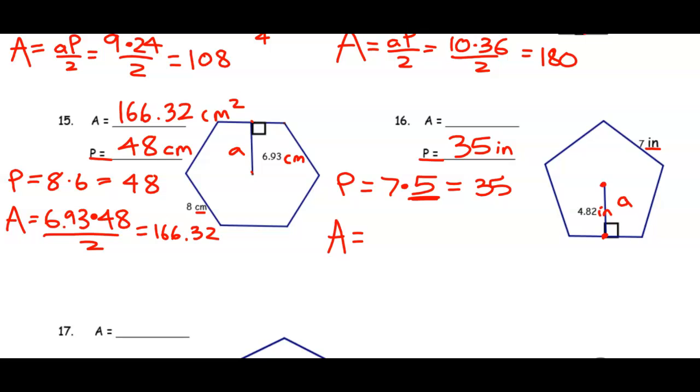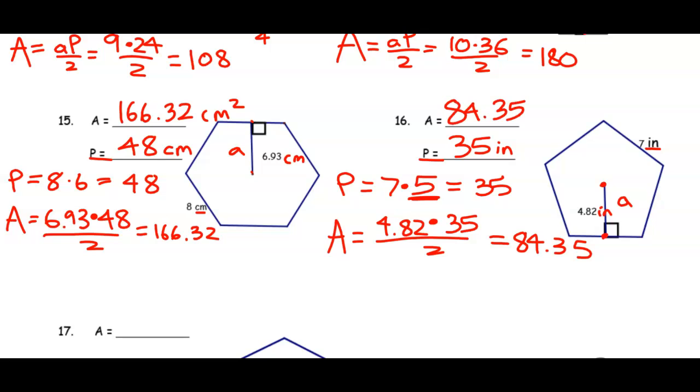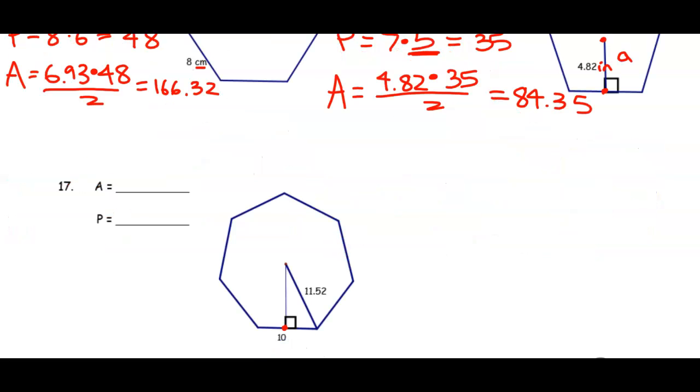So, 4.82 times my perimeter, 35, divided by 2. 4.82 times 35 divided by 2. 84.35. The area is going to be inches squared. Last one, put a star on this.